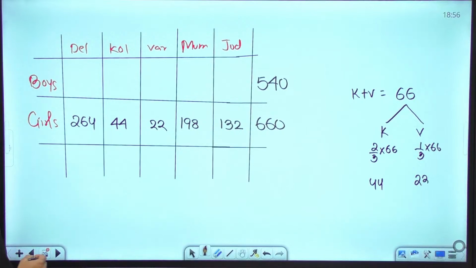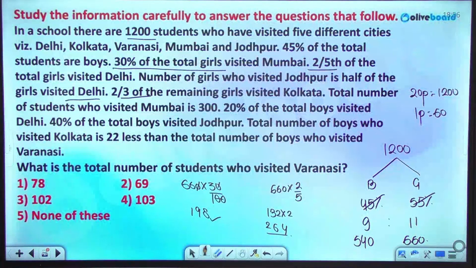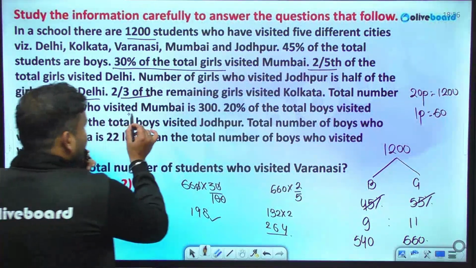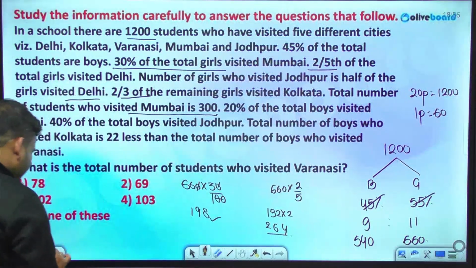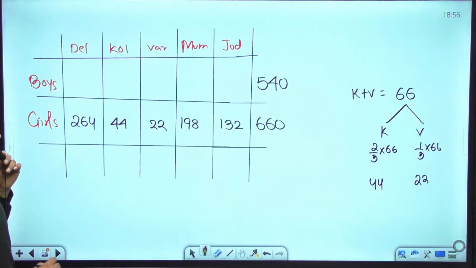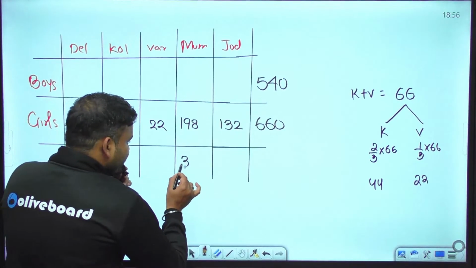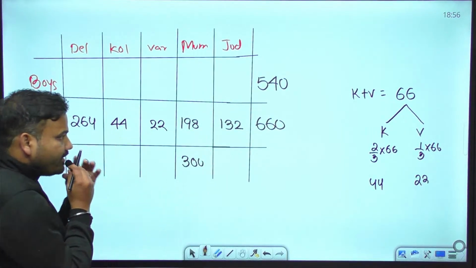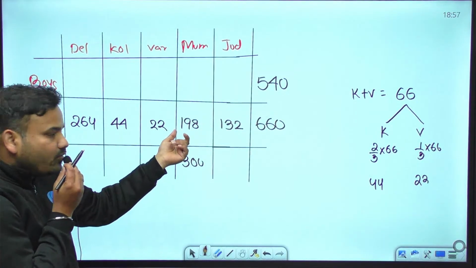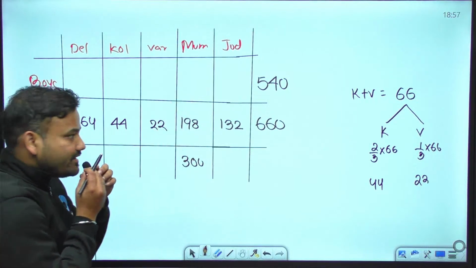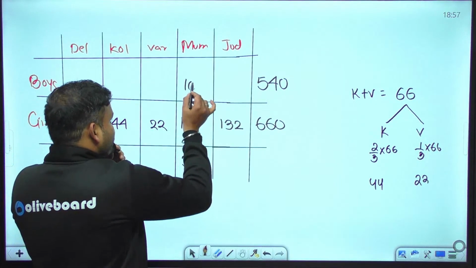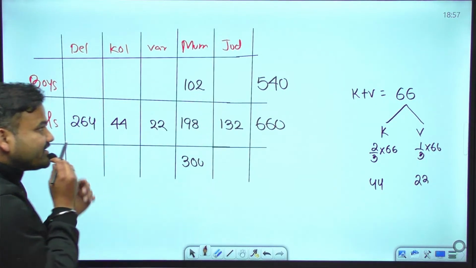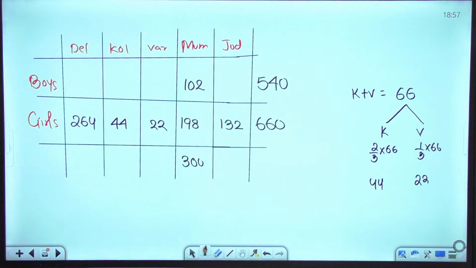Now, coming towards the boys part. Now, the total number of students who visited Mumbai is 300. Mumbai total student is 300. That means the addition of both the numbers will be 300. Give 2 over here. This will become 200. 200 plus 100 is 300. That means this has to be 102. So 102 boys have visited Mumbai.